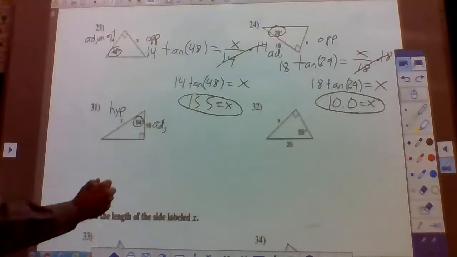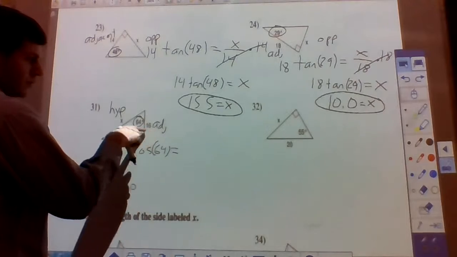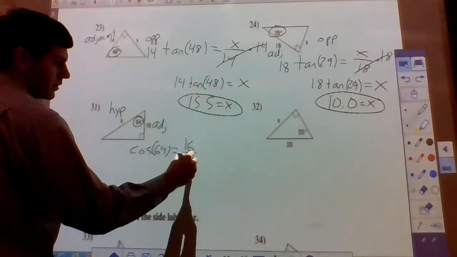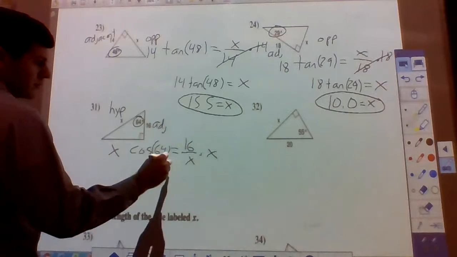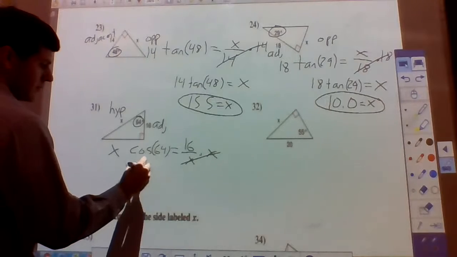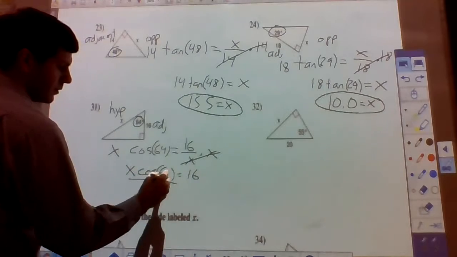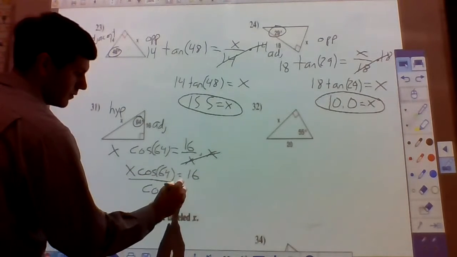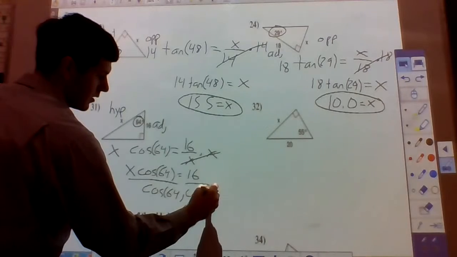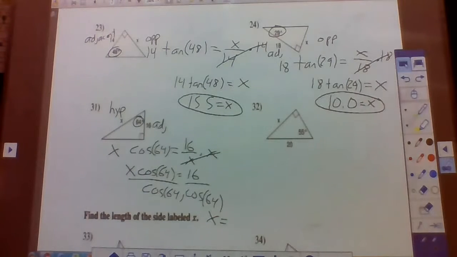So cosine of 64 is going to equal adjacent over hypotenuse. So that's 16 over x. We need to multiply both sides by x. So x times the cosine of 64 is going to equal 16. We've got to divide both sides by the cosine of 64. And we're going to get x equals 16 divided by cosine 64, which is 36.5.